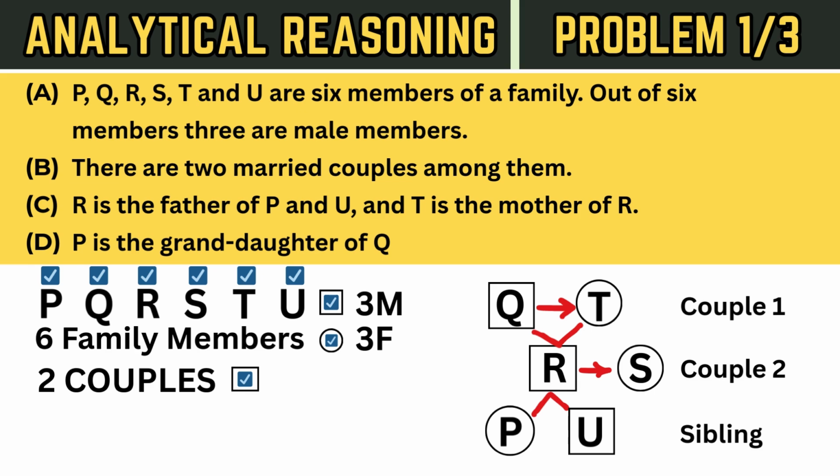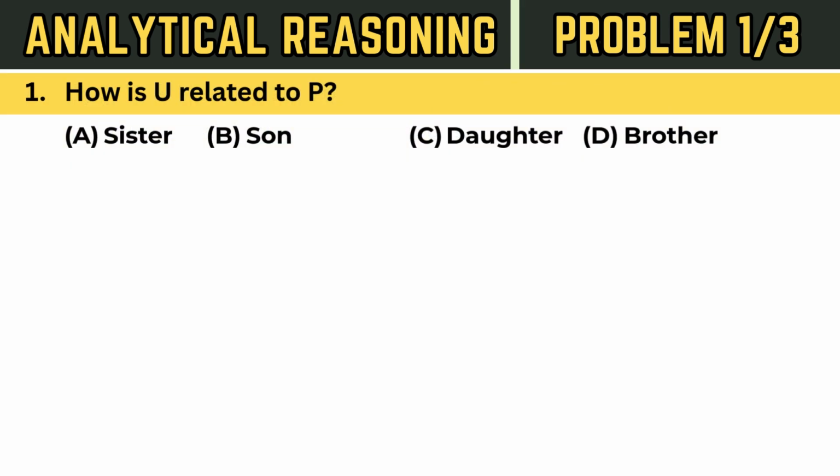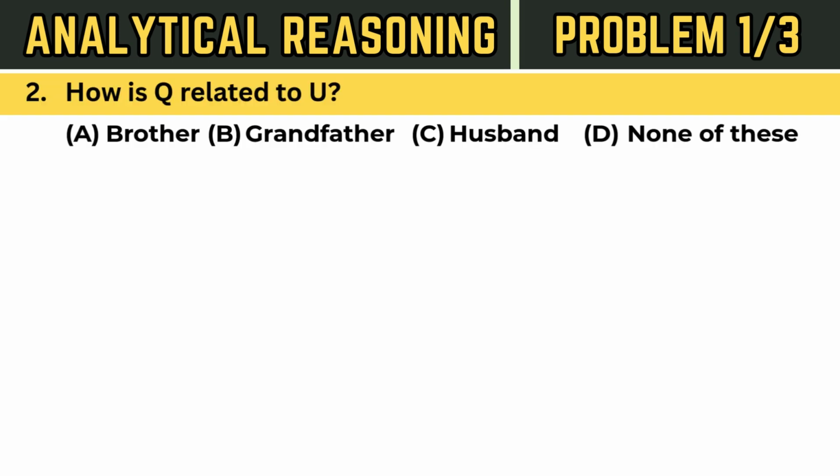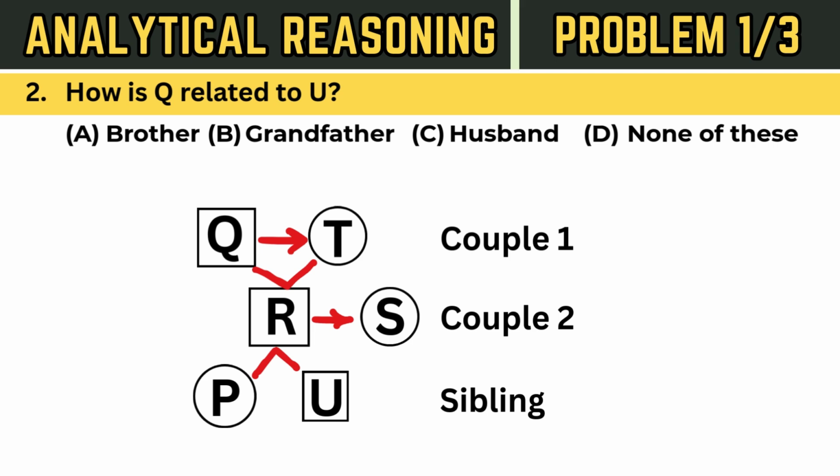Now we read the questions and select appropriate answer. Question number 1 is, how is U related to P? Now we refer to the family diagram and try to answer the question. In the family diagram, U is brother of P, so option D is the correct answer. Now moving to question 2. How is Q related to U? In the family diagram, Q is grandfather of U, so option B is the correct answer.